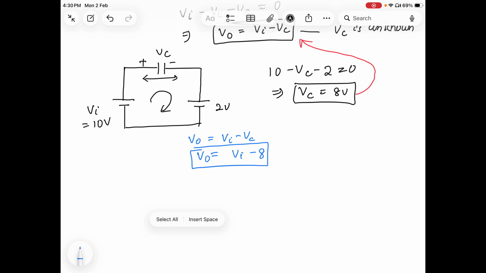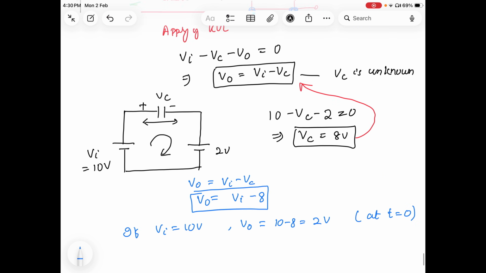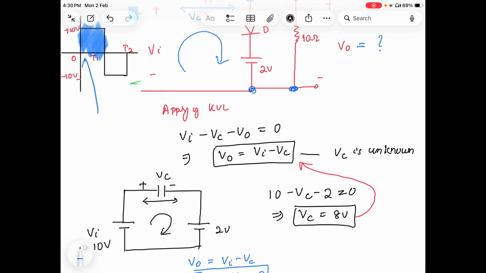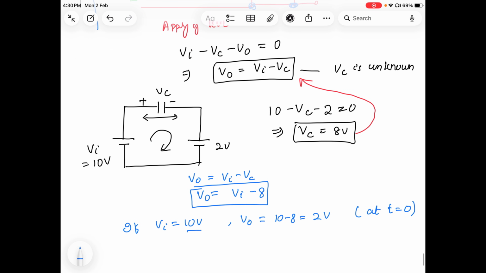Let us start with Vi equal to 10 volt. When Vi equal to 10 volt, I get V0 equal to 10 minus 8, that is 2 volt. This happens at t equal to 0. You can see here that starting from t equal to 0, the input voltage is 10 volt and I am getting the output voltage of 2 volt.